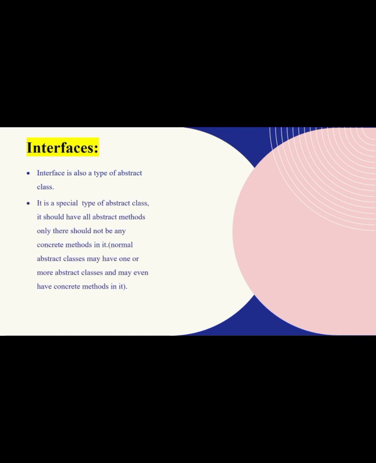Now let us see our last topic, interfaces. So what do you mean by an interface? An interface is also a type of abstract class. It is a special type of abstract class. It should have only abstract methods. There should not be any concrete methods in it. Normal abstract classes may have one or more abstract methods and may even have concrete methods in them. But an interface supports only the abstract methods present in it.